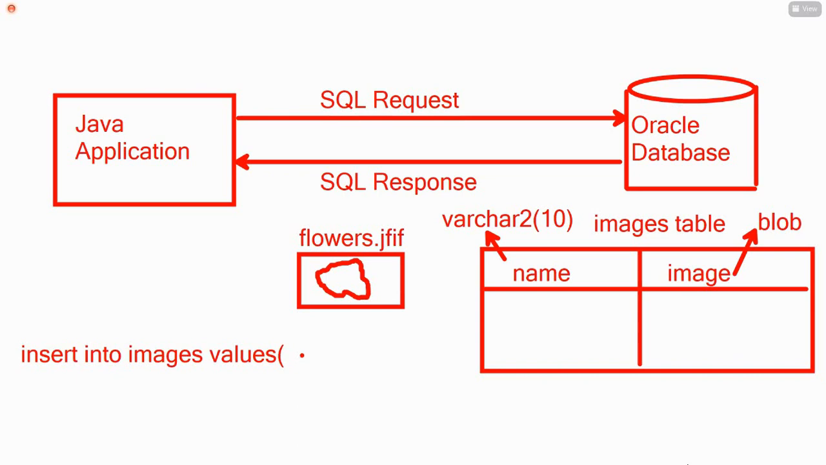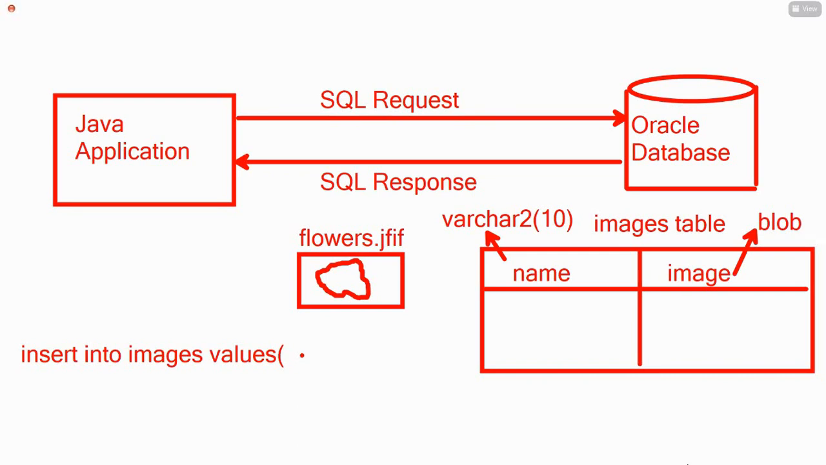Core Java is studied, no? How to read an image from a file? What do we use? File input stream. Is it a byte stream or a character stream? Byte stream. Through file input stream, you can get the data, no? That data we have to insert.